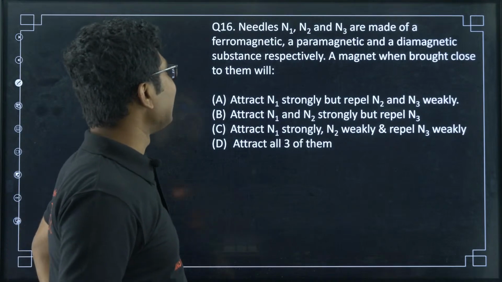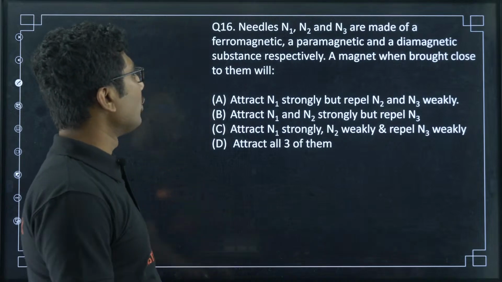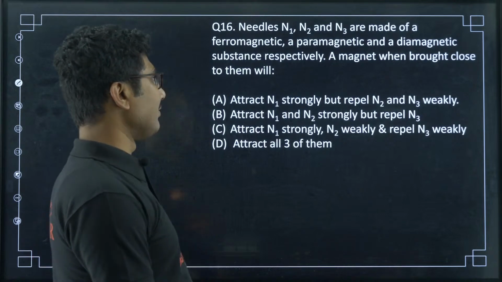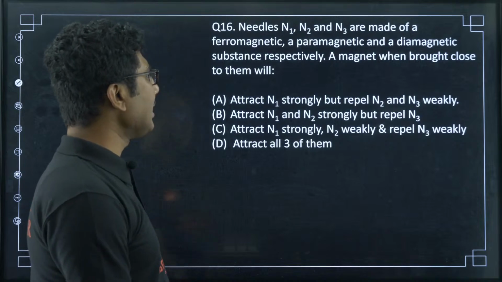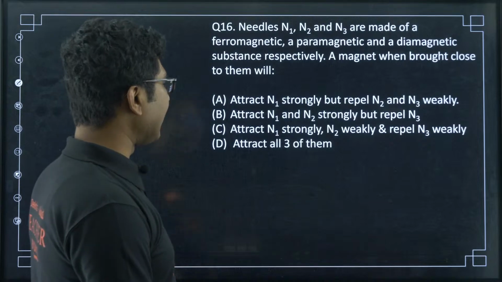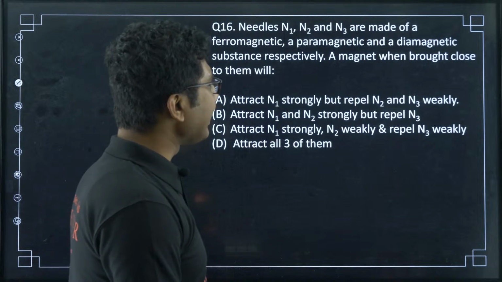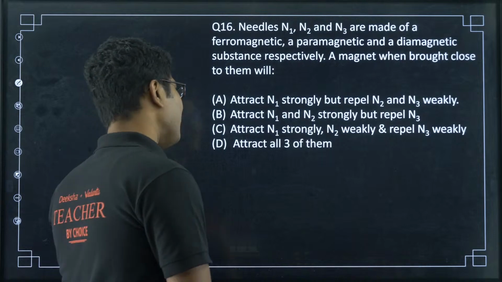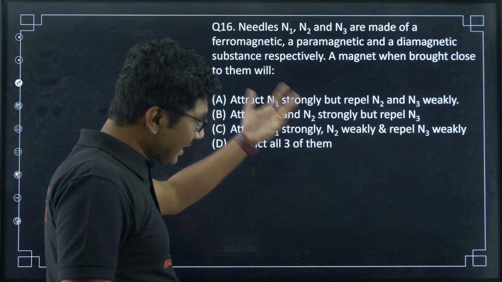Now question number 16. Needles N1, N2 and N3 are made of a ferromagnetic, a paramagnetic and a diamagnetic substance respectively. The magnet when brought close to them will: attract N1 strongly but repel N2 and N3 weakly; attract N1 and N2 strongly but repel N3; attract N1 strongly, N2 weakly and repel N3 weakly; attract all three of them. You don't need to see the answer, you can easily answer it.